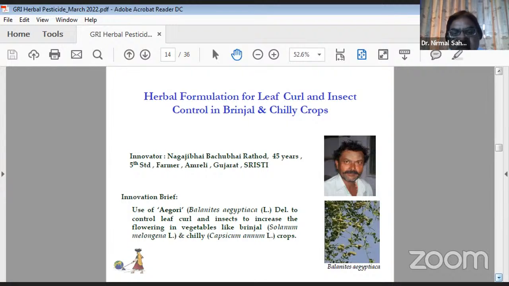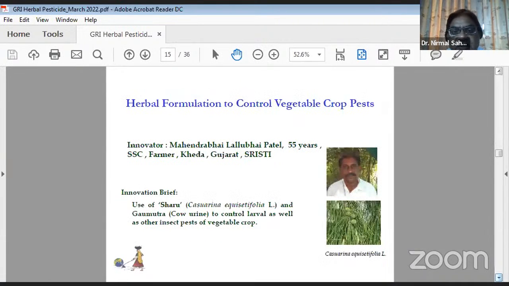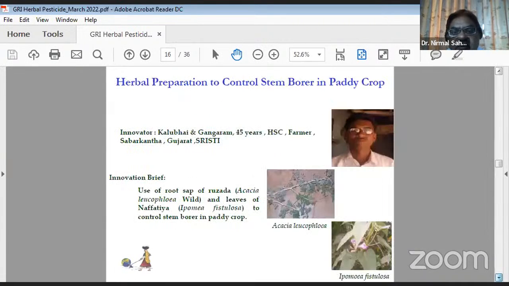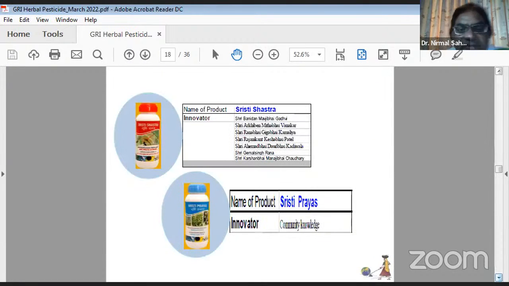If we find the claim is correct and the efficacy is good, then we can develop a formulation on such practices. By doing this kind of validation, Srishti Lab has developed several herbal formulations based on grassroots practices to control different pests. See, this is the formulation called Sastru, and this was developed by pooling not only a single practice, but the ingredients of several practices. And it is able to control almost all kinds of sucking pests.